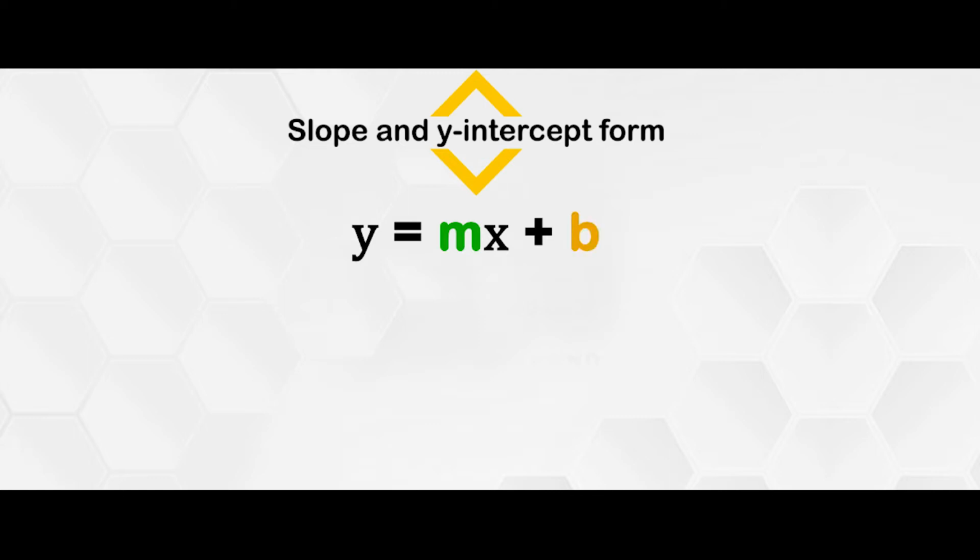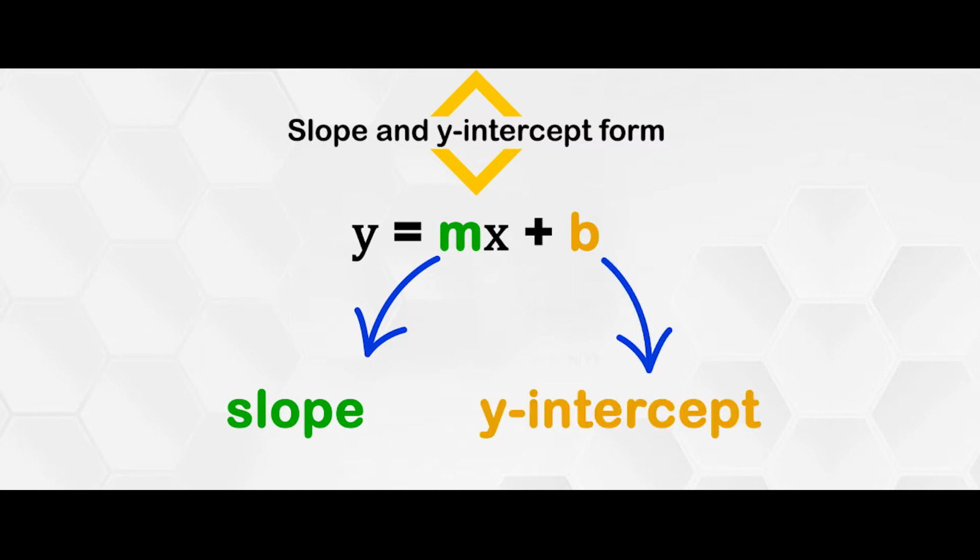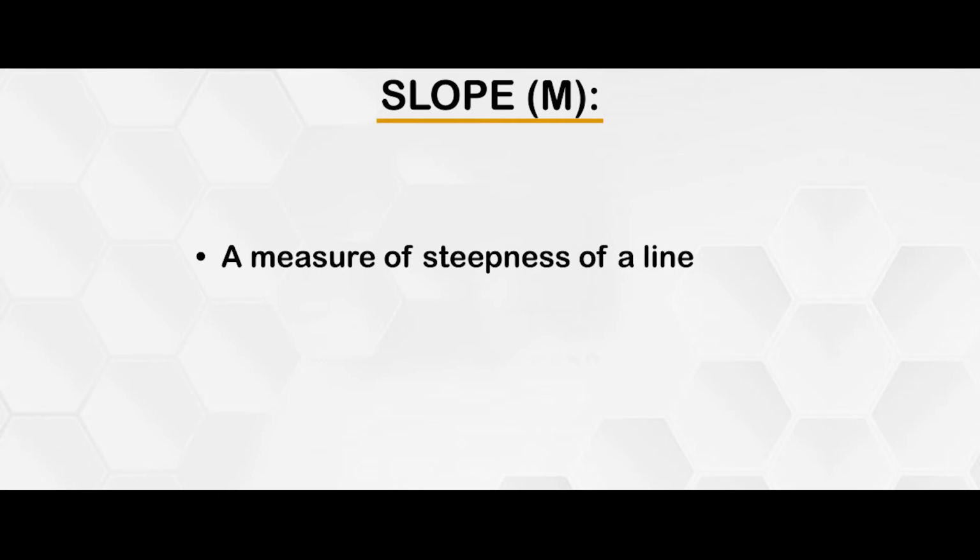But what do these values mean? What are these variables? m represents the slope and b represents y-intercept. Well, some of you may already have some idea about these words, but some may not. Let's look into the slope represented by m first. So what is it? The generic meaning of the word slope is a measure of steepness of a line.